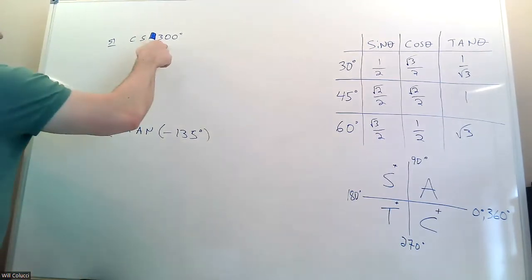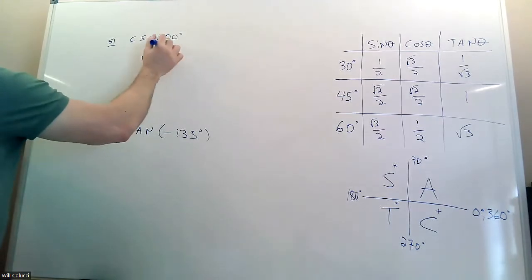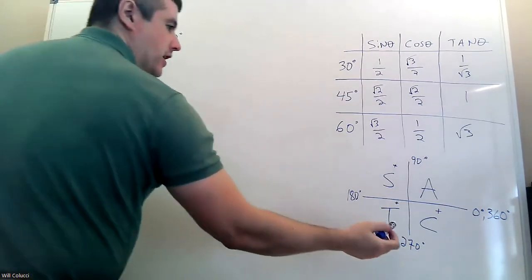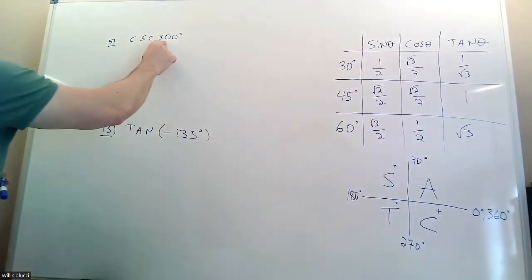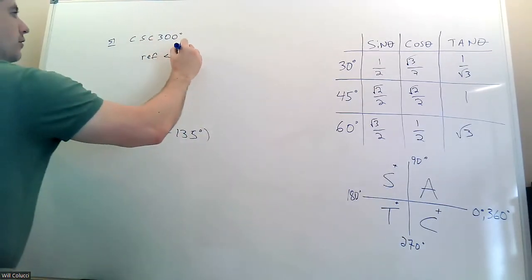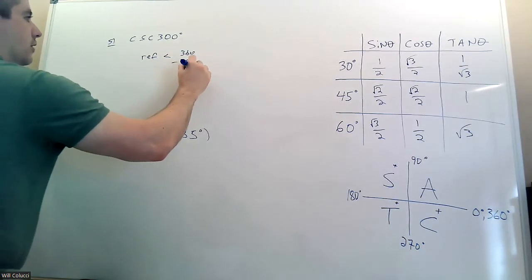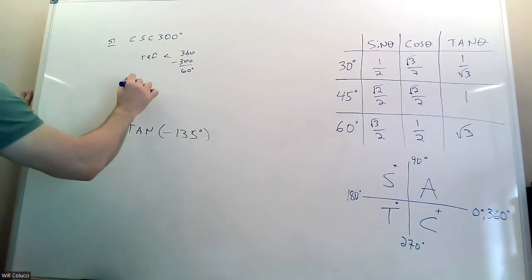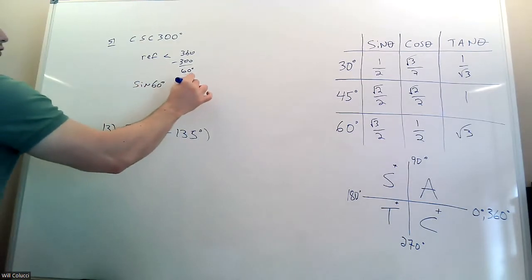So first, I'm going to do the same thing I did before. I've got to find my reference angle. I know this is in the 4th quadrant. How do I know? Because it is between 270 and 360. I'm not even going to draw it. I know that it's in quad 4. So I'm going to take 360 and subtract 300, and I get 60 degrees. So now what I want to do is the sine of 60 degrees in quadrant 4.